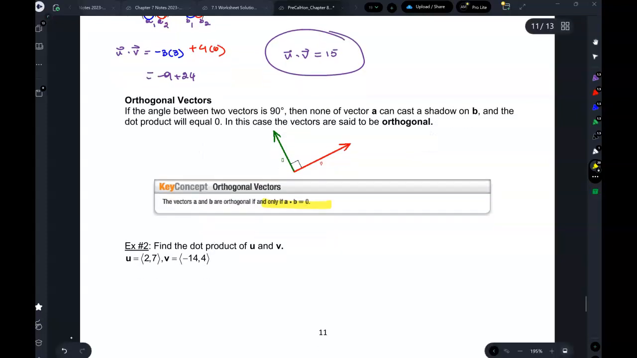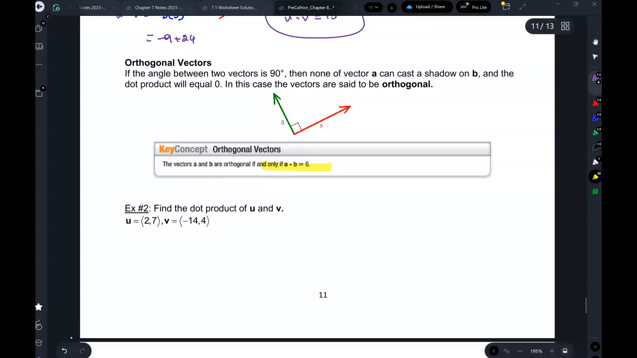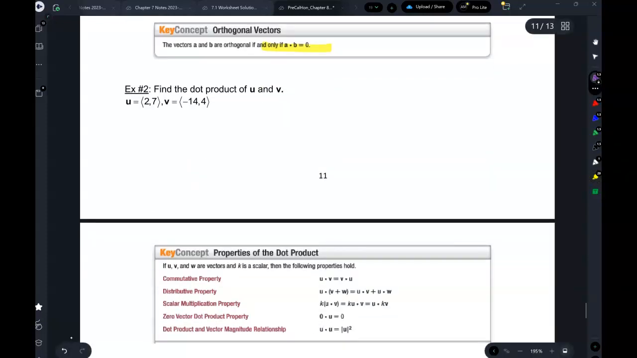Okay, let's not be obnoxious. Come on. If A dot B is 0, we know that the vectors are orthogonal. So let's find the dot product of U and V here. U dot V is equal to 2 times negative 14 plus 7 times 4. And that's 0. So I know that U and V are orthogonal. Okay?